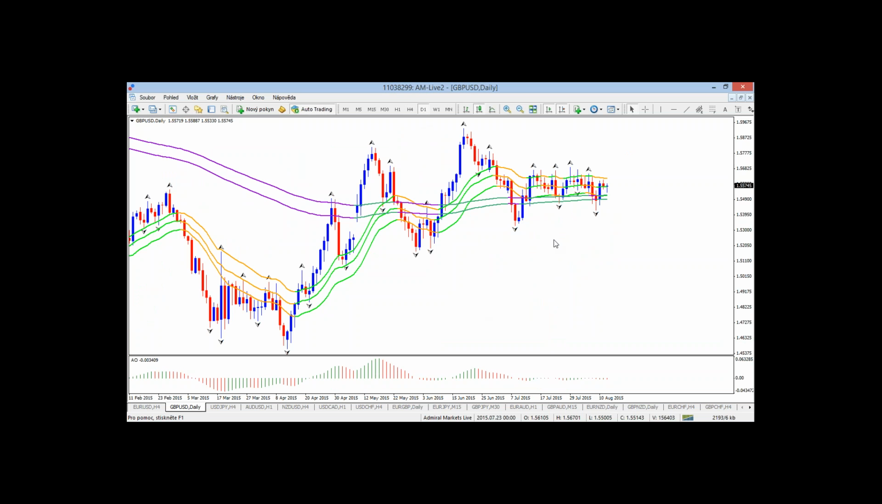Pound dollar, look at the daily too. Because the daily, look at how flat it is. Price is in those moving averages. They're kind of intertwined as well. No angle. All right, so let's take a look at some other pairs.